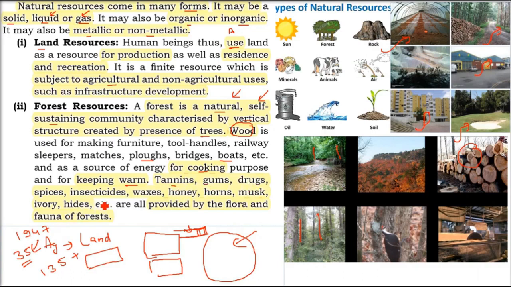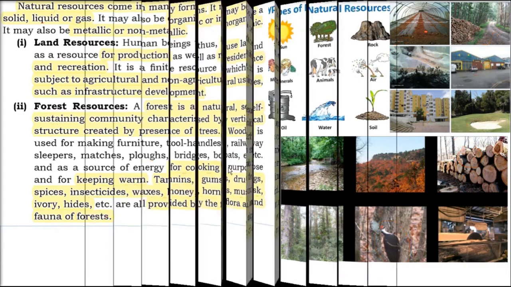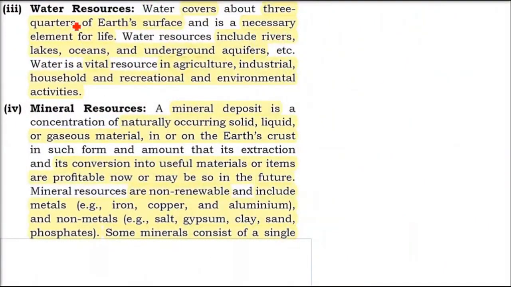So tannins, gums, drugs, spices, insecticides, waxes, honey, horns, musk, ivory, hides, all are provided by the forest, and especially the flora and fauna which is found in our forest. Flora are basically plants, fauna are animals, different types of animals, birds. So honey, for example, drugs and insecticides. So you see here, most things we are getting from the forest only.